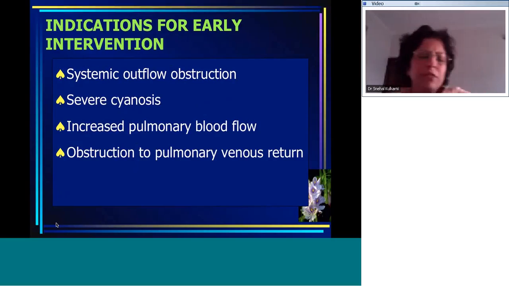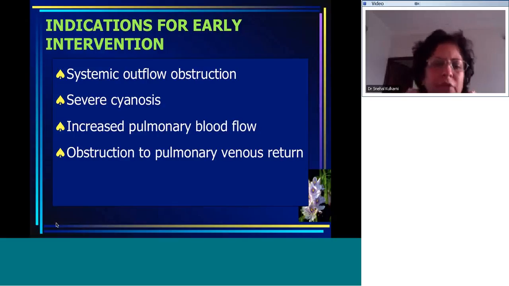Now, what are the indications in a univentricular heart for when to intervene? And what are the indications for early interventions in general? That has to be defined on echocardiography. If you have a systemic outflow obstruction, that means you have a significant LV outflow obstruction. We have severe cyanosis, either with severe pulmonary stenosis or pulmonary atresia, or you have duct-dependent pulmonary circulation.